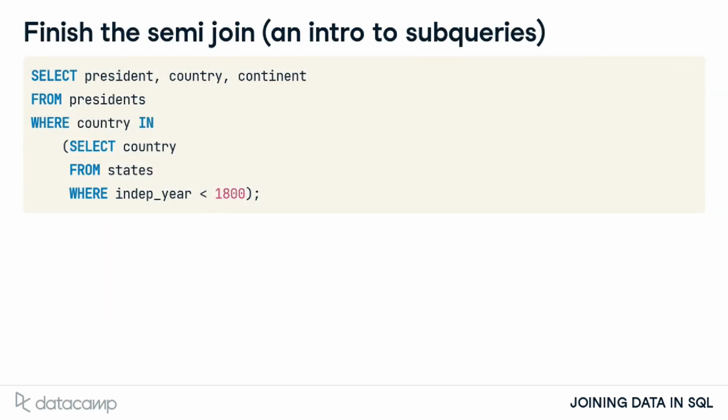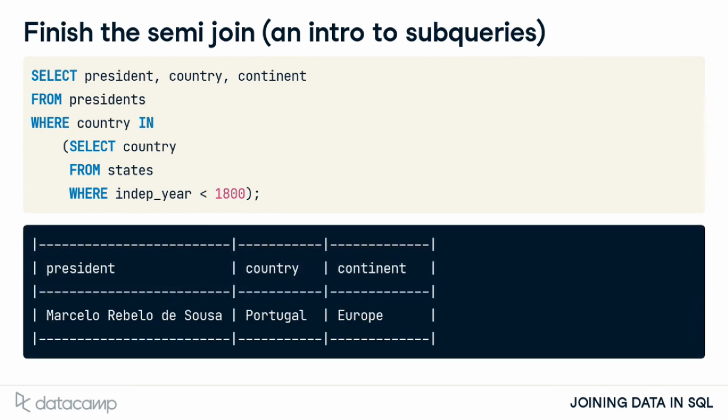We can use this list of countries as a filter by embedding it in a further where clause. This is called a subquery. It chooses records in the first table where the country matches the list returned by our subquery. Since Spain does not have a president, only the Portuguese president is listed.